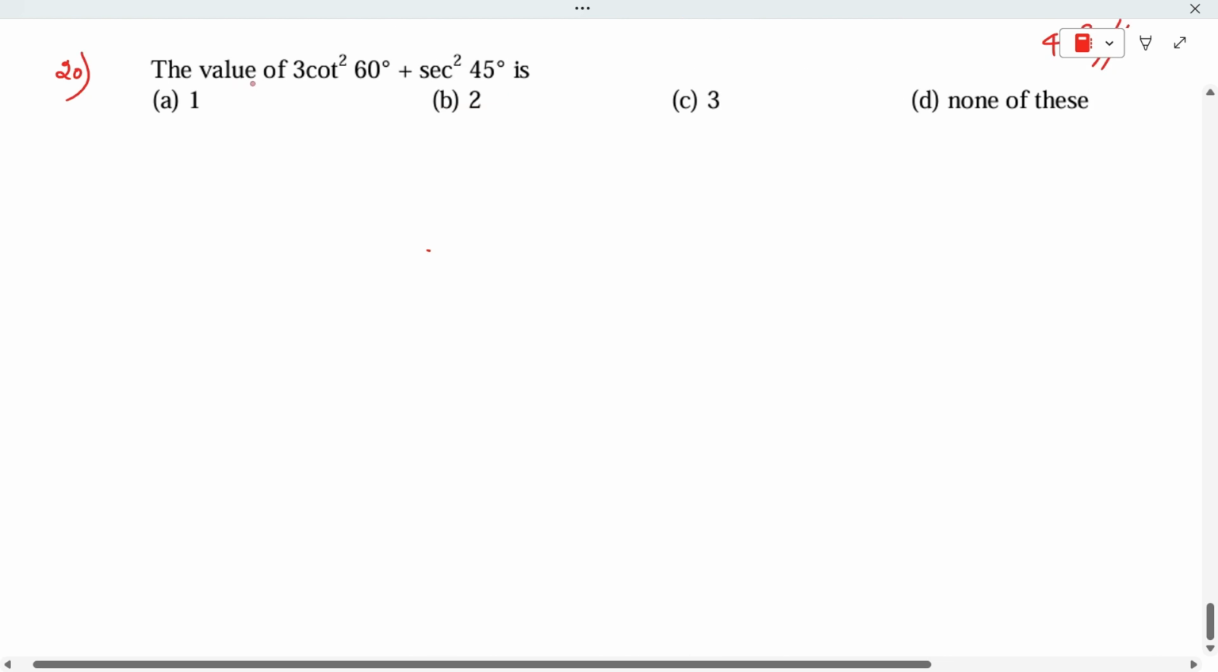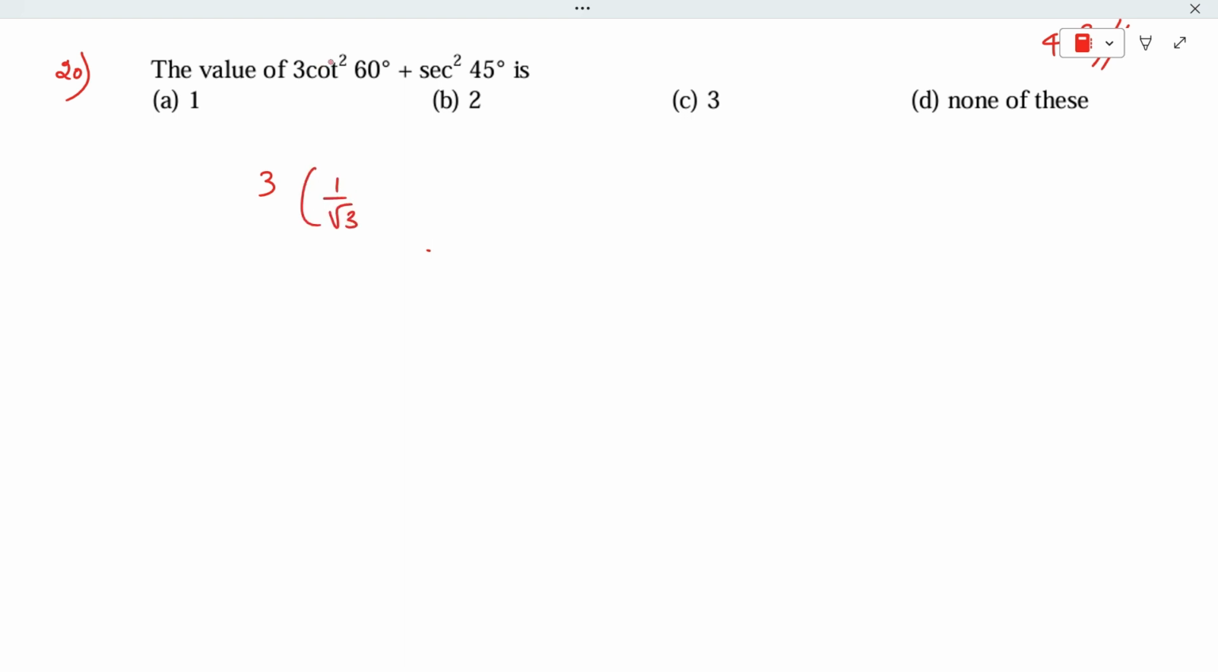So the last question of MCQ, the value of 3 cot square 60 plus secant square 45. So we need to substitute the value we have learned from the tabulations, isn't it? So what is cot 60? Cot 60 is 1 by root 3 and you can see it is cot square. So you have to square it. Plus secant square 45. I know cos 45 is 1 by root 2. Isn't it? So what is secant 45? Secant 45 degree will be a reciprocal of it because secant is 1 by cos. So it is root 2 the whole square. Why? Because it is secant square.